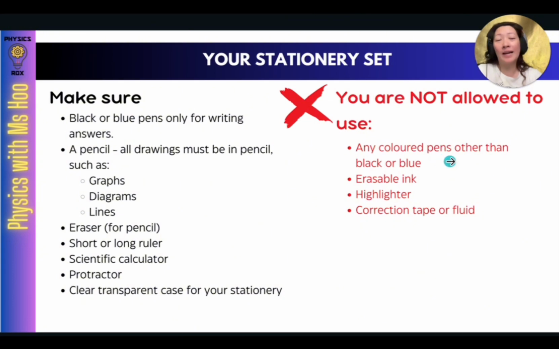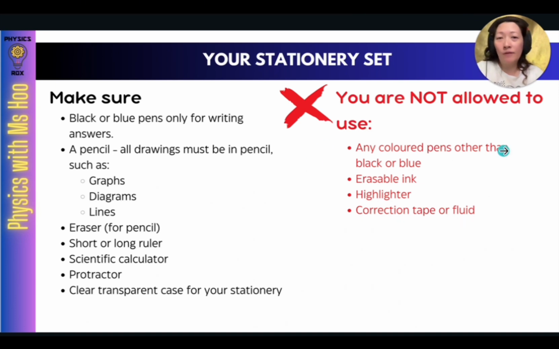Now, you're not allowed to use a highlighter in your examination paper, and you also cannot use any correction tape or fluid. For the highlighter and correction tape or fluid, this is also already mentioned in the instructions on the cover of the examination paper. If you're thinking, how do we make a correction if you made a mistake in your answers? All you do is you take your pen, just put a line through the answer you have made, and rewrite your answer at the side. Look, the examiner is quite smart. They're going to be able to see where your actual answer is.